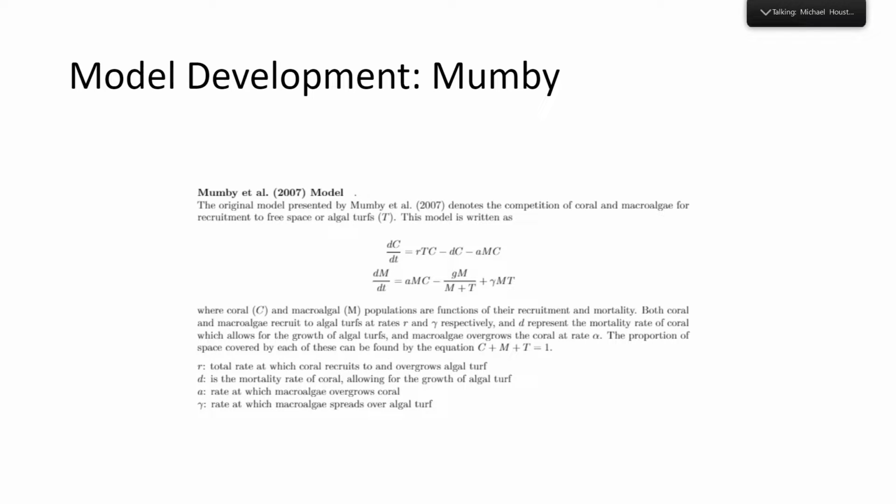The second represents macroalgae, which is again a function of its overgrowth onto coral, grazing by herbivores, and its spreading over algal turfs. This model makes the assumption that the seabed is covered completely by these three factors, and that each of their respective fraction of coverage can be found mathematically by manipulating the equation C plus M plus T equals 1. Coral being C, macroalgae being M, and algal turfs being T.